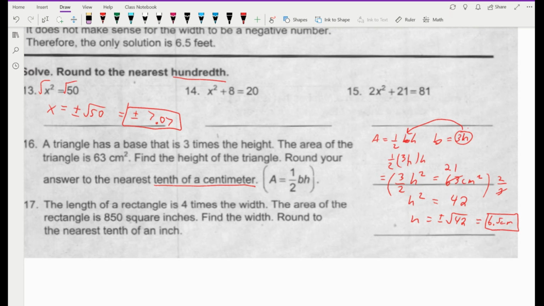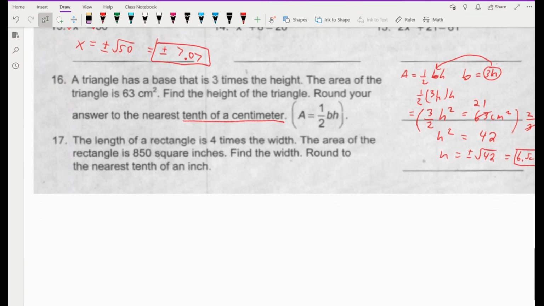Now let's look at number 17. It says here, the length of a rectangle is 4 times its width. So let's draw a rectangle here. I'll call W for the width, and the length is going to be 4 times its width. We know the area is a function of length times width. And instead of length, we'll call it 4W times W. Length times width. So the area would be 4W squared.